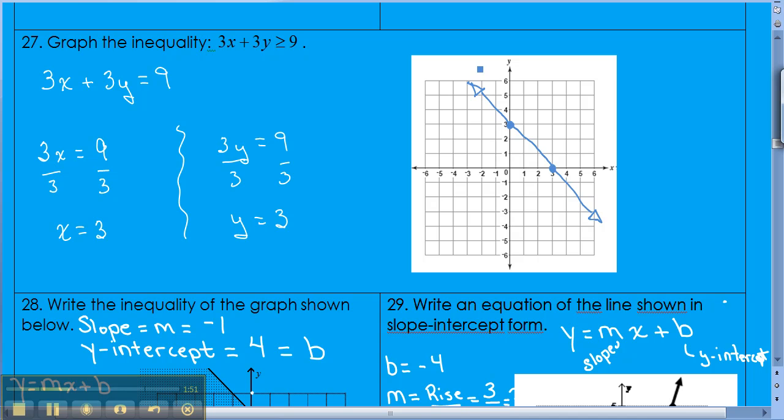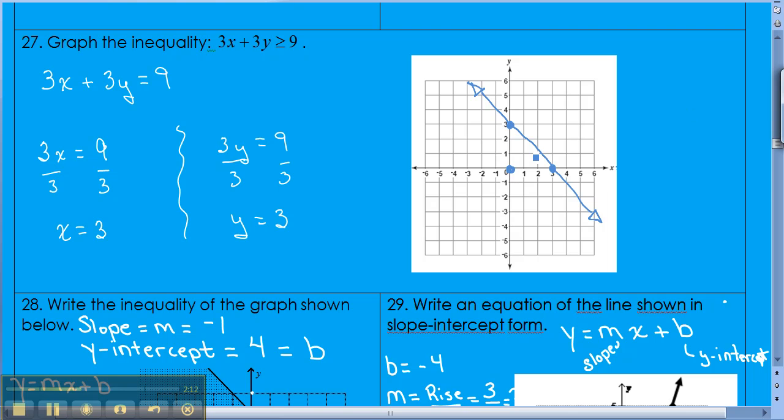Then we have to decide which side of the line to shade, and we do that by picking a point on either side of the line, and if it's true when we replace it back in the original inequality, we shade that side. If it's false, we shade the other side of the line. So 0, 0 is always an easy point to pick.